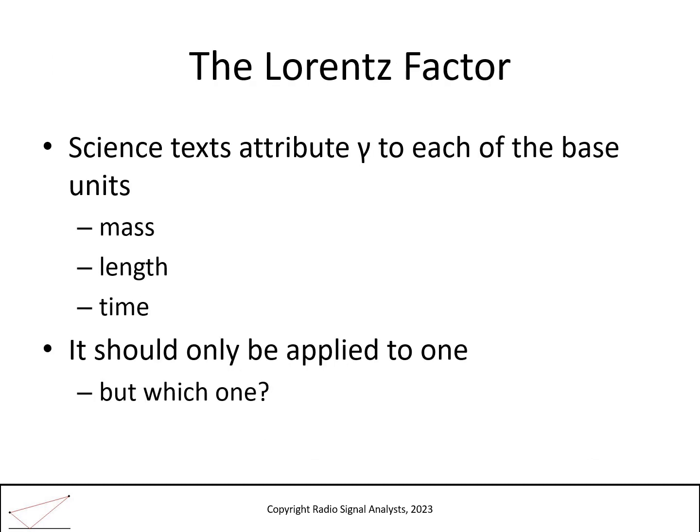The literature is very confusing regarding the Lorentz factor. Writers will attribute it to any of the base units, mass, length, or time, depending on their own bias. It can only be applied to one of these units, but which one?